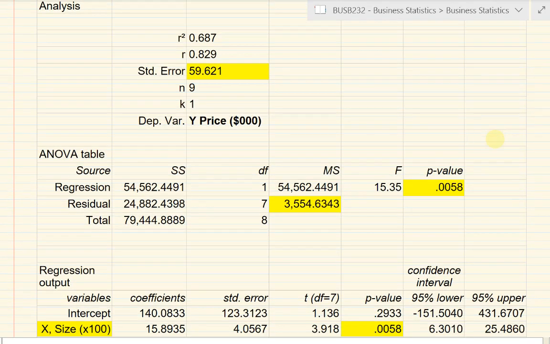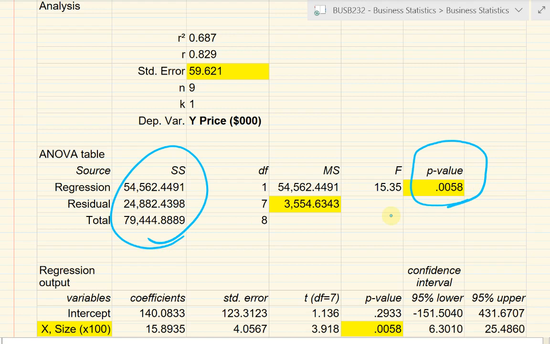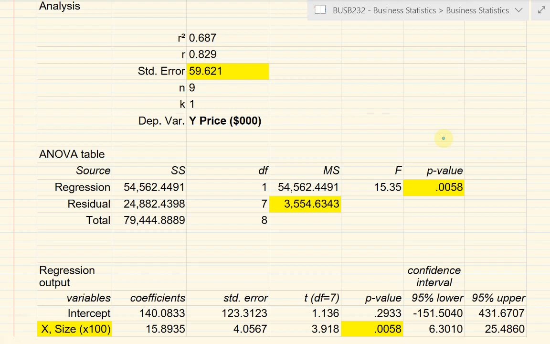Here's the ANOVA table. Don't worry about all of this stuff here. And this is your p-value that we saw. 0.0058. Remember this ANOVA. What are we testing here? We're testing the hypothesis that you have an incorrect model or not. The null says you have an incorrect model. We're going to reject that null. Our p-value is small, meaning we have the correct predictive model.